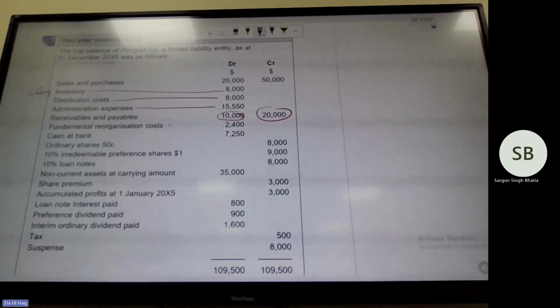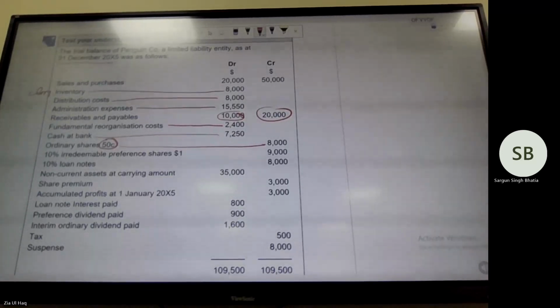Fundamental reorganization cost. These are other expenses that we need to mention separately. Cash at bank, current asset. Ordinary share capital is 8,000. And the price of one share is 5 cents. How many shares? Can you calculate shares? Oh, yes, sir. How many shares? 40,000 for 4 lakh. 400,000. Oh, yes, sir.